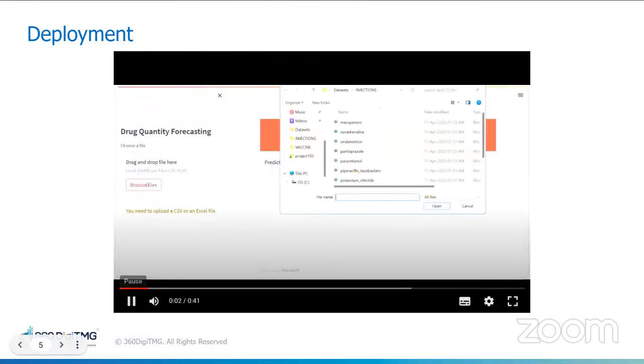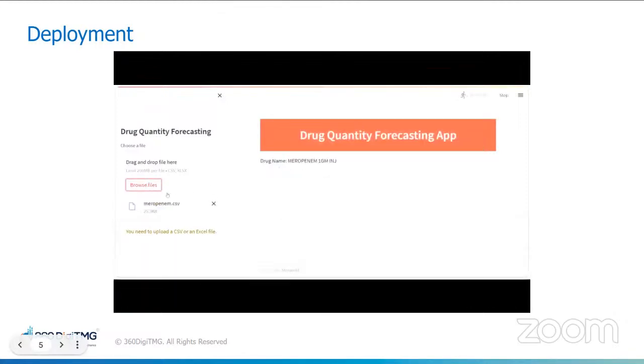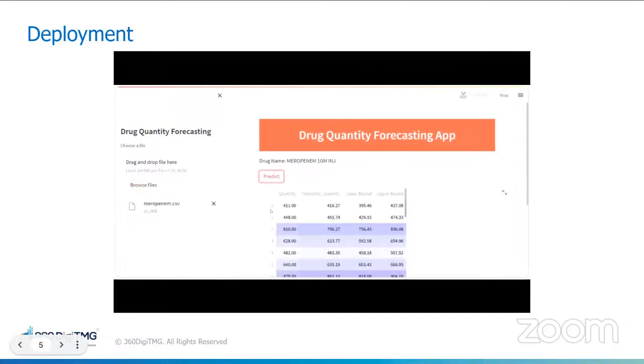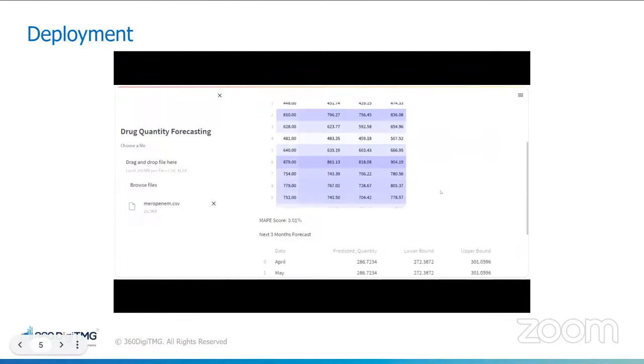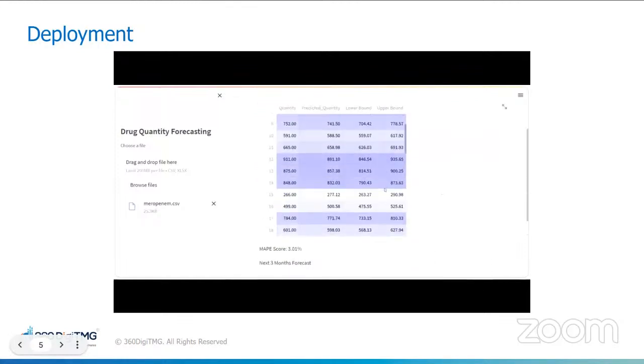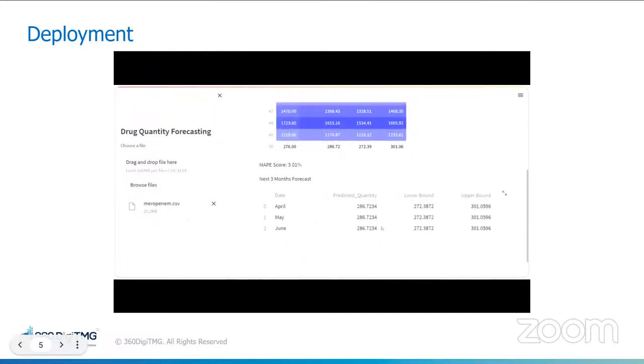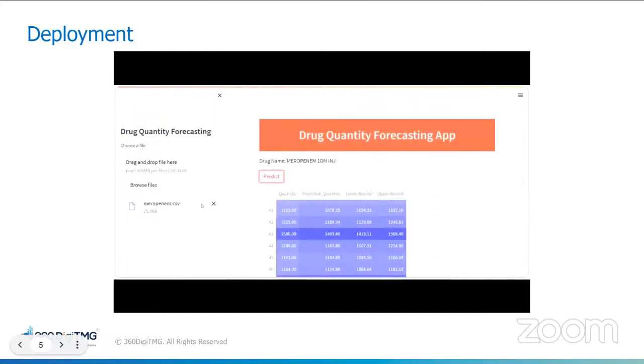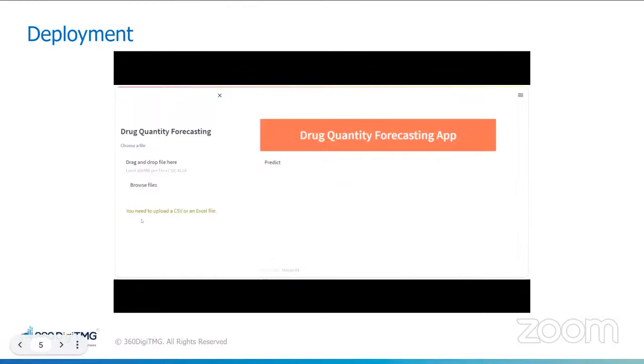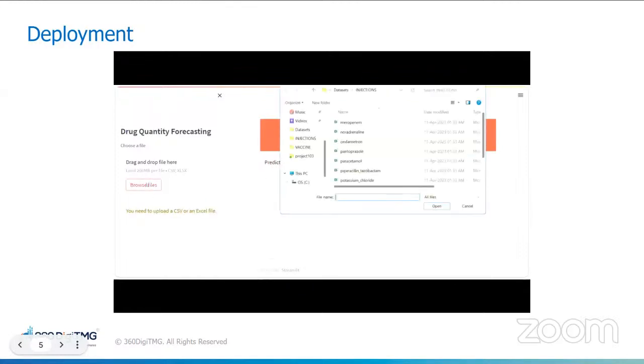So you see the Streamlit app that we have. We take the drug name and forecast for that drug for the next coming 3 months. And we were able to get the forecast for the next 3 months. You could see the MAPE score is also significantly lower than what we were planning to get. Yeah, that's about it, Aditya.